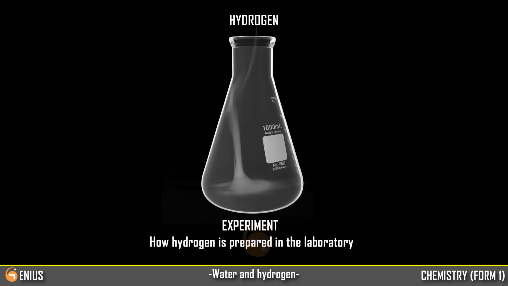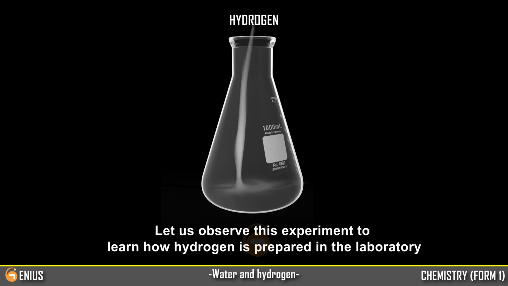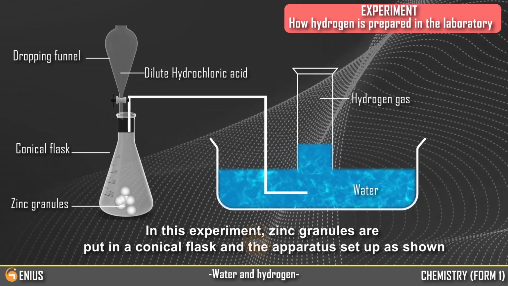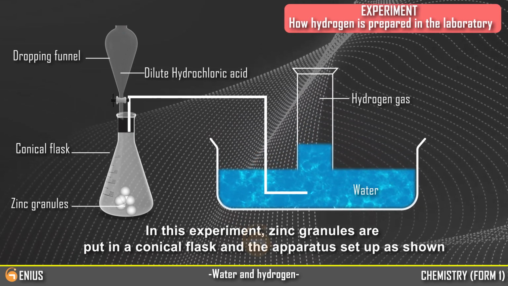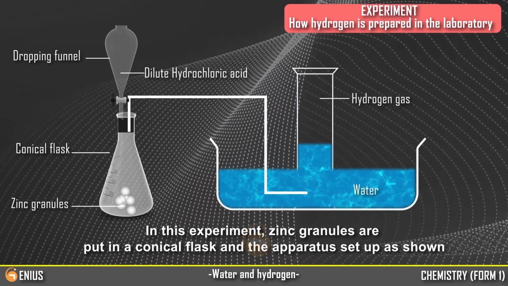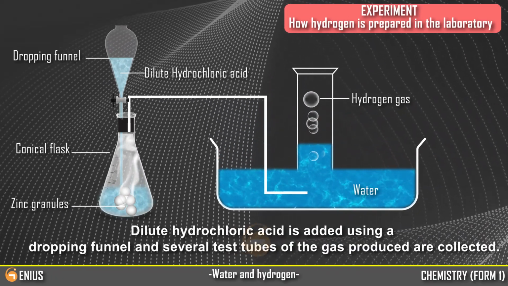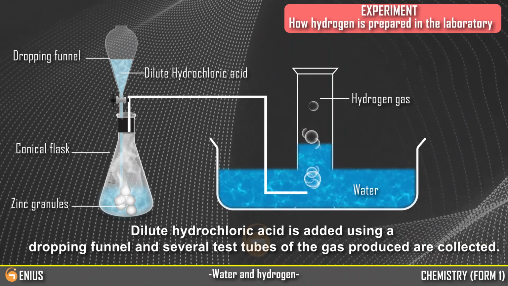Experiment. How hydrogen is prepared in the laboratory. Let us observe this experiment to learn how hydrogen is prepared in the laboratory. In this experiment, zinc granules are put in a conical flask and the apparatus set up as shown. Dilute hydrochloric acid is added using a dropping funnel and several test tubes of the gas produced are collected.